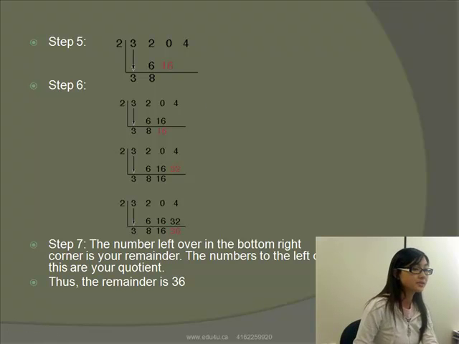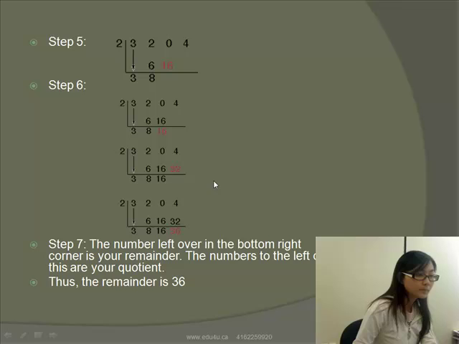And you do the exact same thing over and over again until you run out of coefficients in the first line. So the number in the bottom right corner is your remainder, which is 36. And 3x squared plus 8x plus 16 will be your final answer.